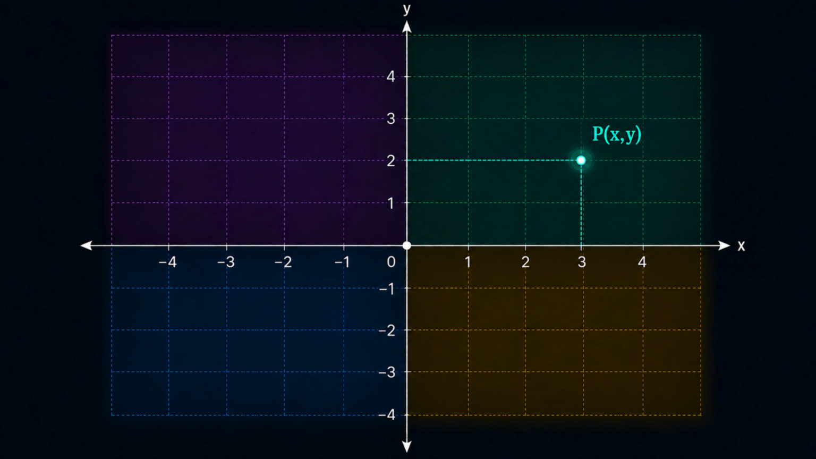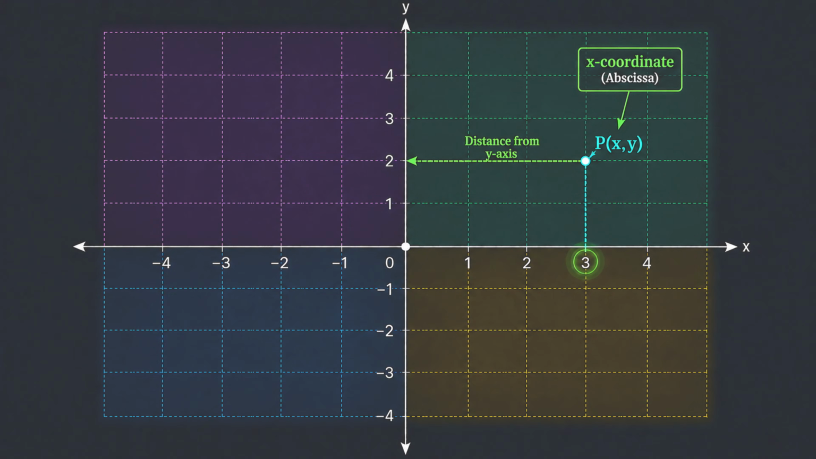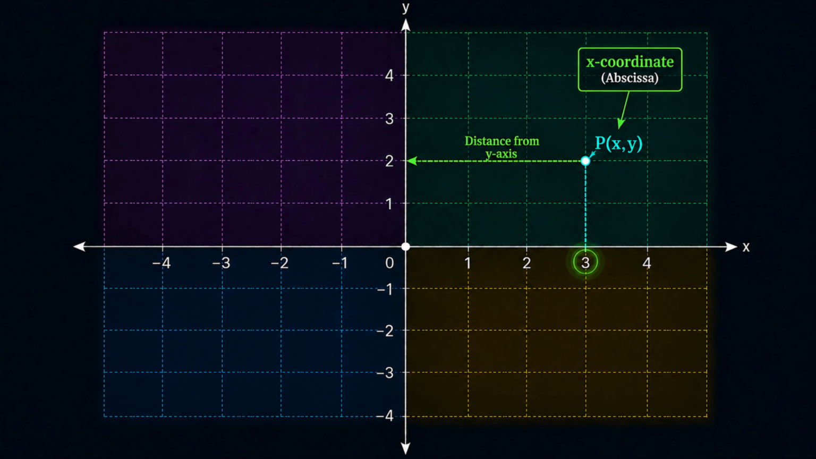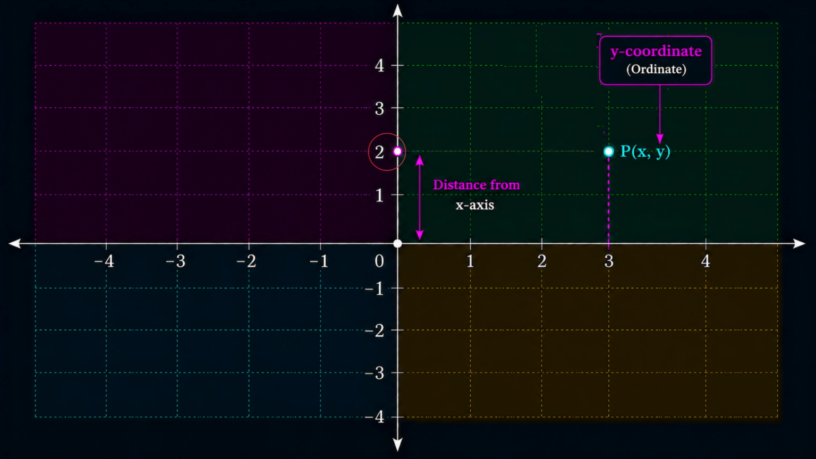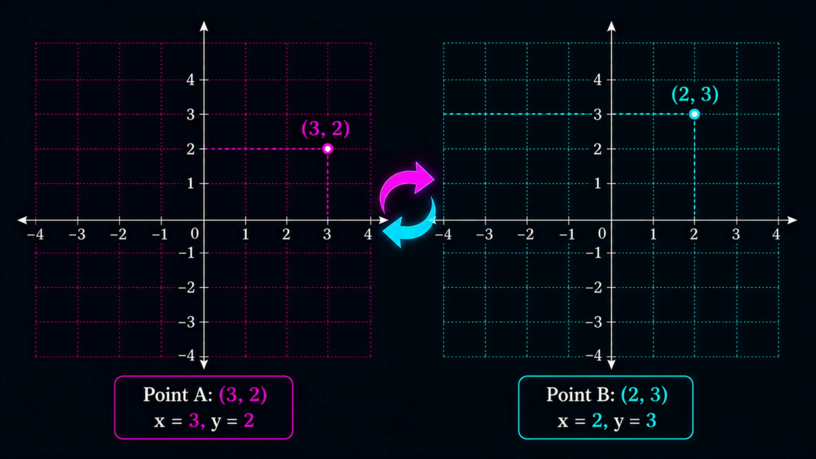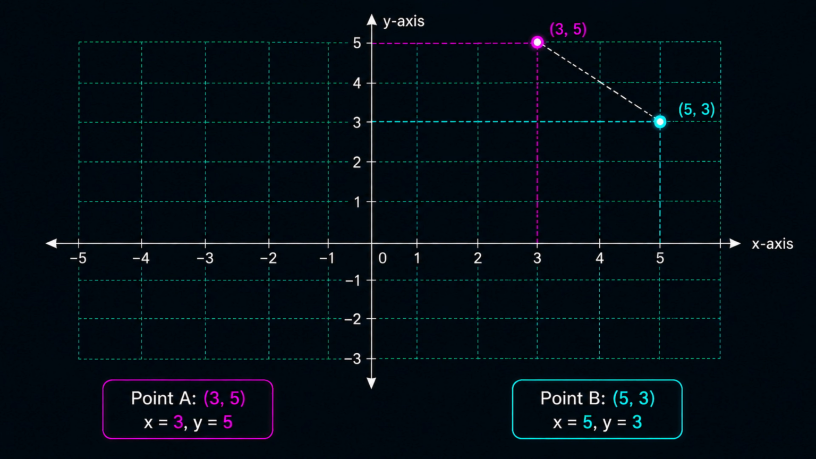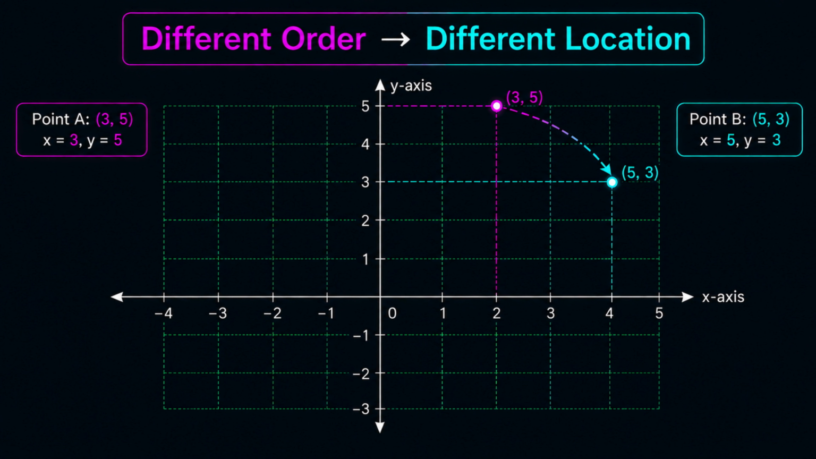Now, consider a point represented as (x, y). This ordered pair gives the exact position of the point. The first value, called the x-coordinate or abscissa, represents the perpendicular distance from the y-axis. The second value, called the y-coordinate or ordinate, represents the perpendicular distance from the x-axis. And the order is extremely important. (3, 5) and (5, 3) are completely different points. A small change in order creates an entirely different location in the plane.